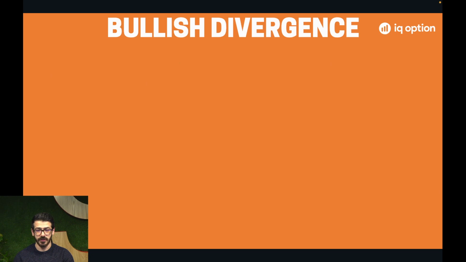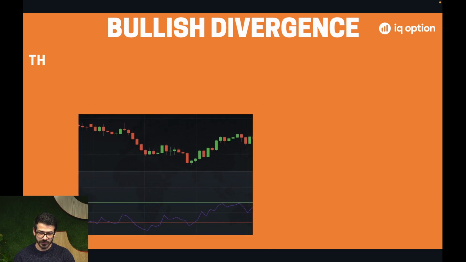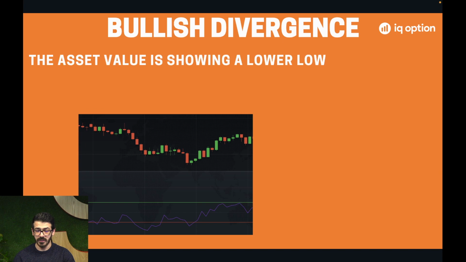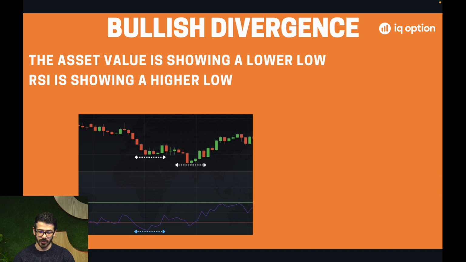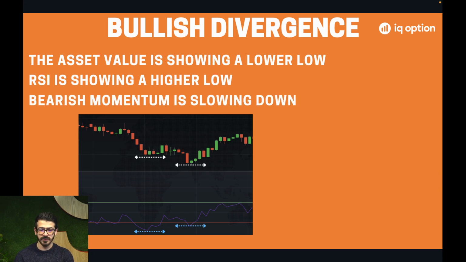And then we've got bullish divergence. Bullish divergence is like this. The asset value is showing a lower low. As we can see here, this was the first low, and then the second low became lower than the first low. And then the RSI is showing a higher low. This is the first low, and the second low was higher. So if you look at them like this, they are going in opposite directions. The price action is going lower, but the RSI is going higher. Here, bearish momentum is slowing down. So it is indicating a reversal in the trend.